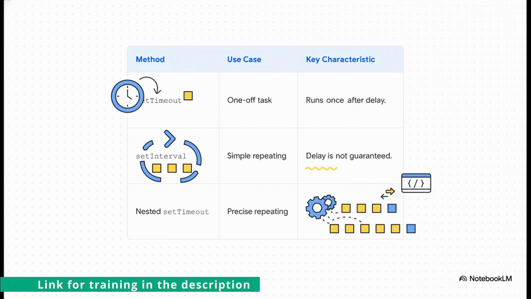So let's boil this all down to a simple cheat sheet. Set timeout: use it for a single one and done delayed task. Set interval: it's fine for simple repeating stuff where perfect precision doesn't matter. But for precise, reliable, and flexible repeating tasks, you should always use the nested set timeout pattern.